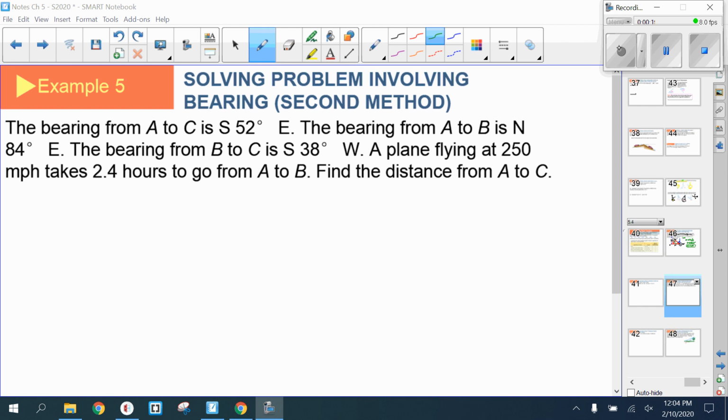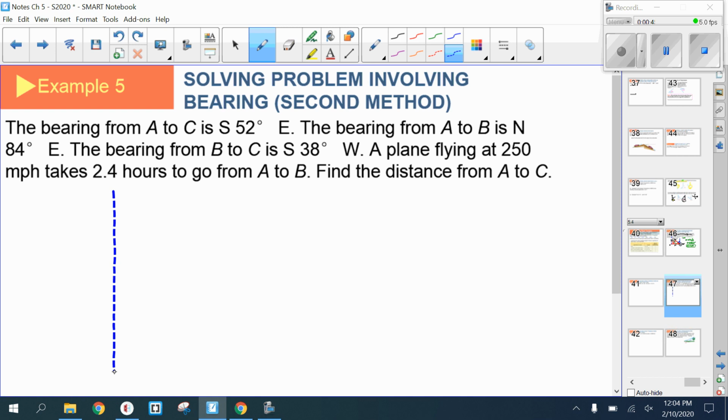Okay, there's a lot in this problem. If you don't break it down into parts and draw a good picture, I don't see how you're going to get it. So let's go back and think about this piece by piece. The bearing from A to C is south 52 degrees east. This is method 2, and in method 2, you're going to start with a north-south line.